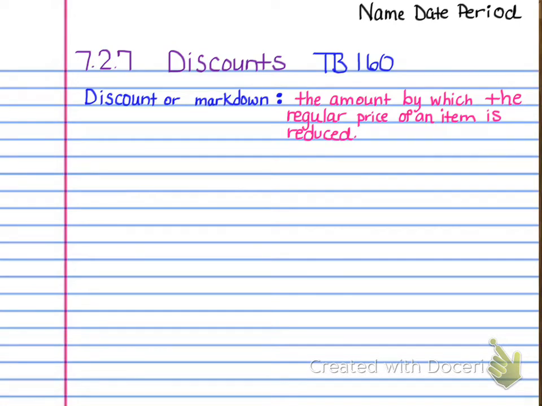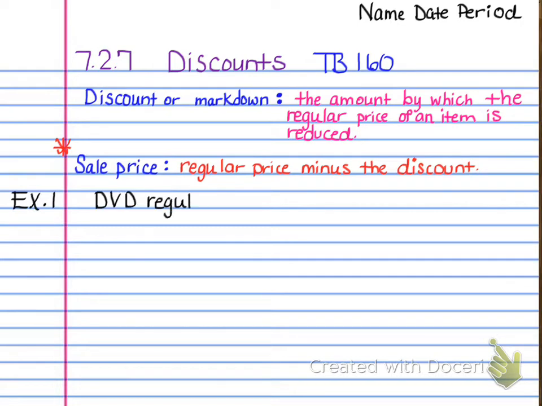It is the amount by which the regular price of an item is reduced. So you've all been to a store before where you see that something is 25% off or 30% off. So that discount or markdown is what that is. Now you want to look at the sale price. The sale price is actually represented by the regular price of the item minus the discount. So the discount's usually given in a percent. You then calculate the percent into a decimal, and then you're going to find out how much to subtract from the original price. So now let's go ahead and look at example 1.